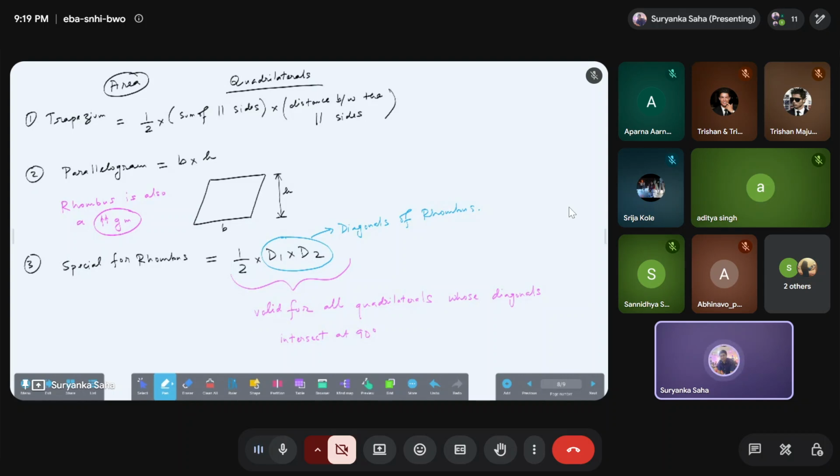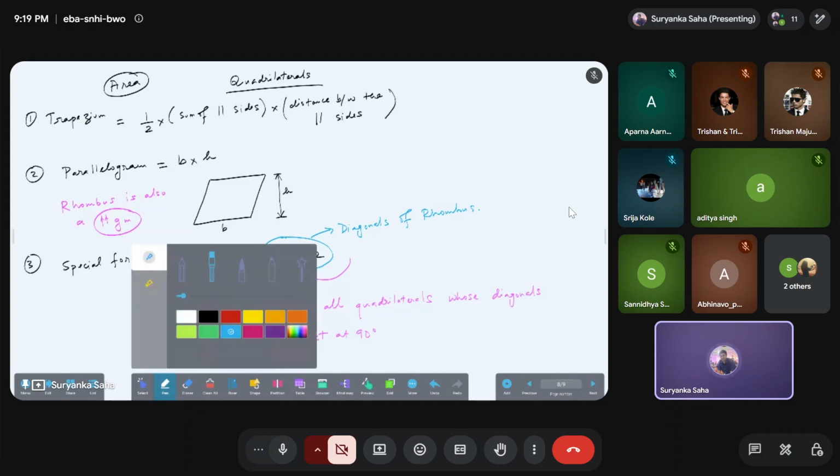Is it okay? Are you getting it? What does this mean? Can you tell me? It means half into the length of one diagonal into the length of the other diagonal. Sir, it means both diagonals bisect each other at 90? Not bisect, it is enough that they intersect at 90 degrees. It is valid for all quadrilaterals whose diagonals intersect at 90 degrees. Bisecting or not doesn't matter, but the crossing point should be 90 degrees. So for which figures does this happen?